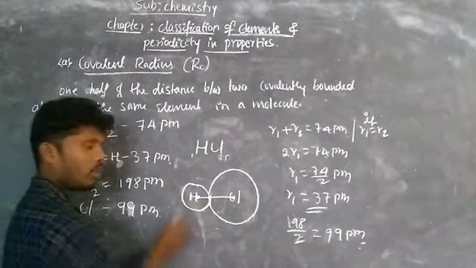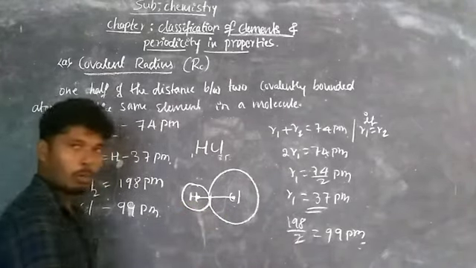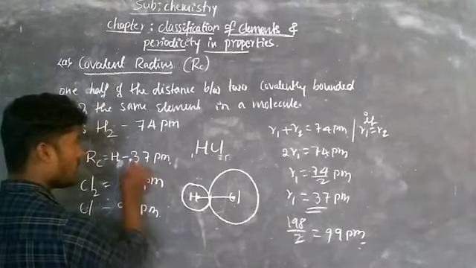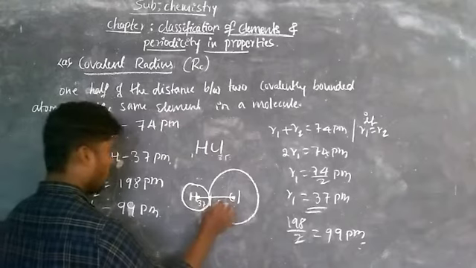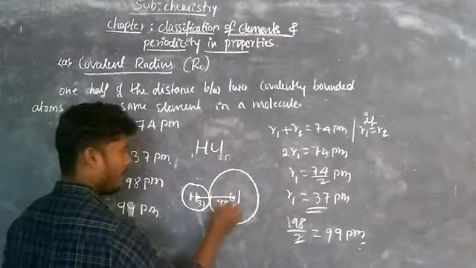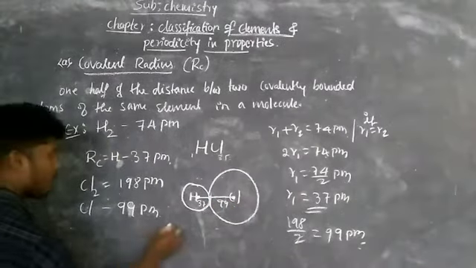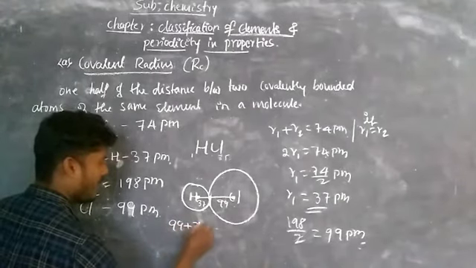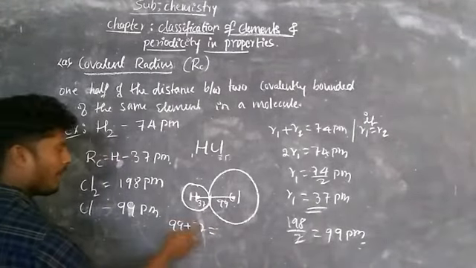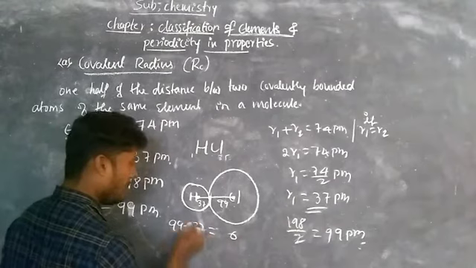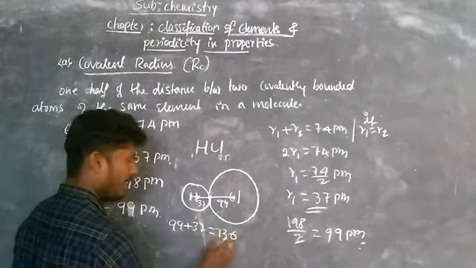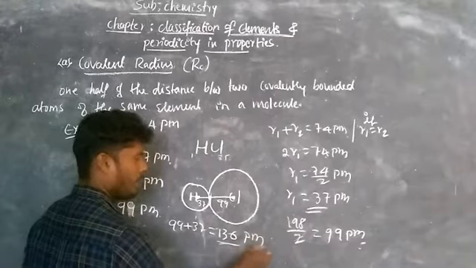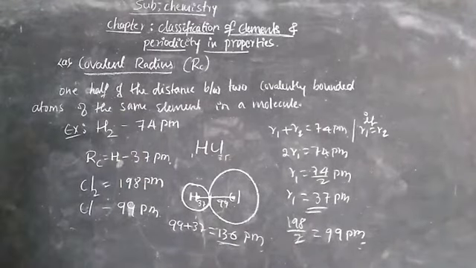Covalent radii, we have to take half of each. Hydrogen is 37, chlorine is 99. So adding them, 99 plus 37, equals how much? 136 picometer. This is the covalent radii of HCl.